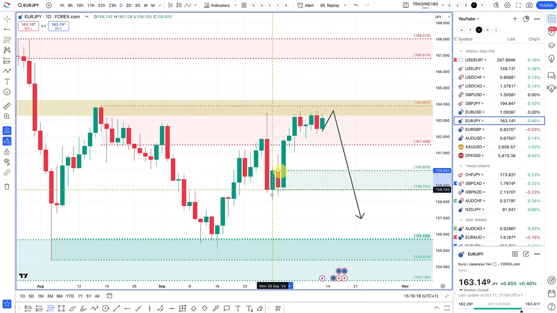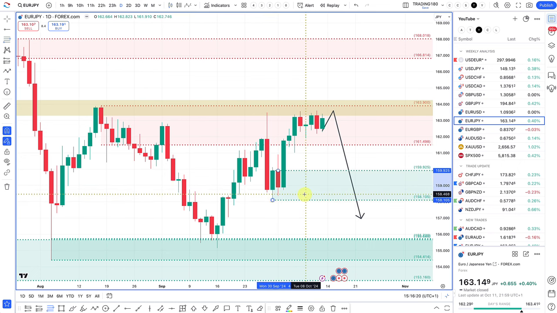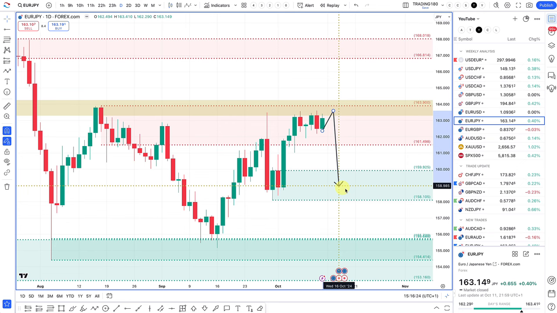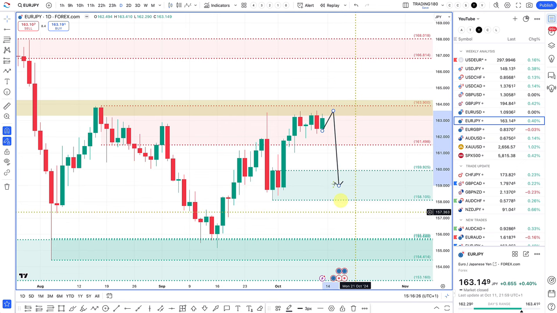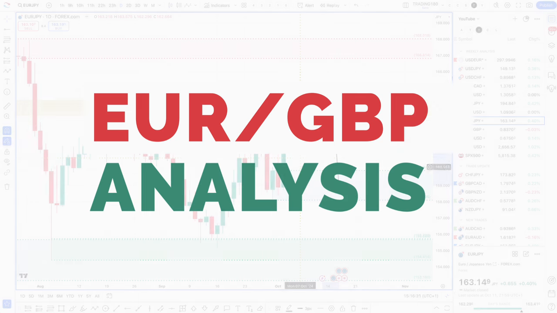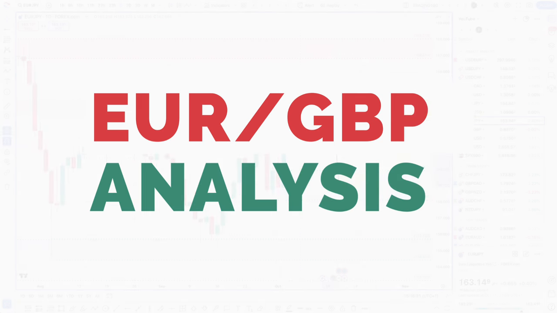Bank and the euro. If you're looking for buy trades, then really the first level to look for a buy would be at this area, you know, this demand zone right here. But I do think that prices should want to roll over.